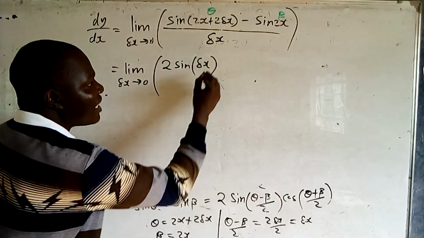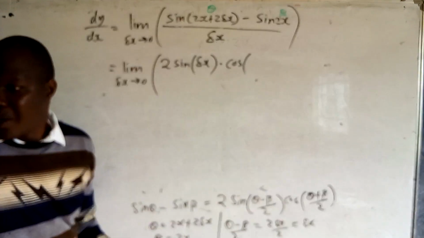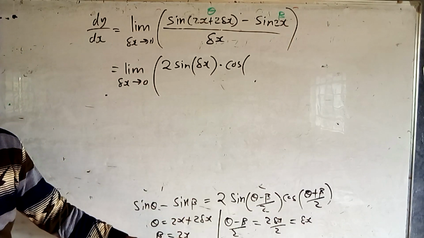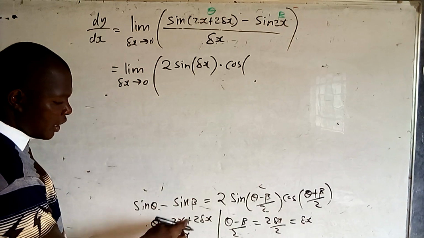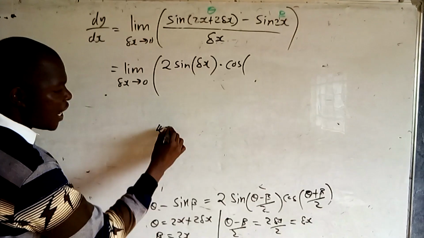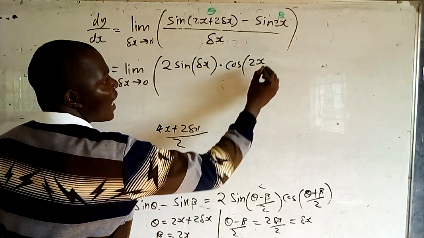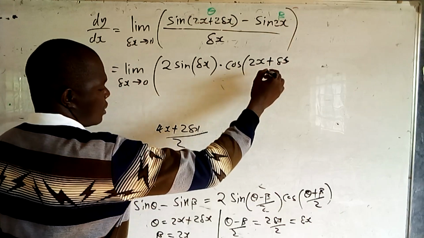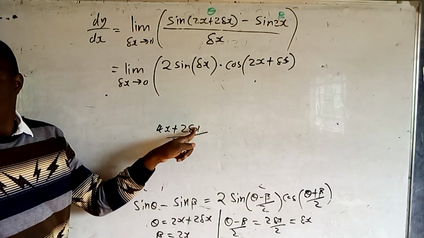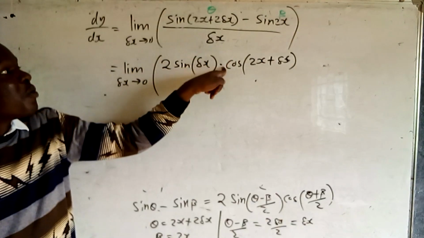Then it is times cos theta plus beta over 2. Are we together? Theta plus beta over 2. So can you add this plus this divide by 2? See, it is 4x plus 2 change in x, isn't it? So 4x plus 2 change in x divided by 2. So you remain with 2x plus change in x, because 2 goes here, remain with 2 change in x. So you've now transformed subtraction into multiplication.